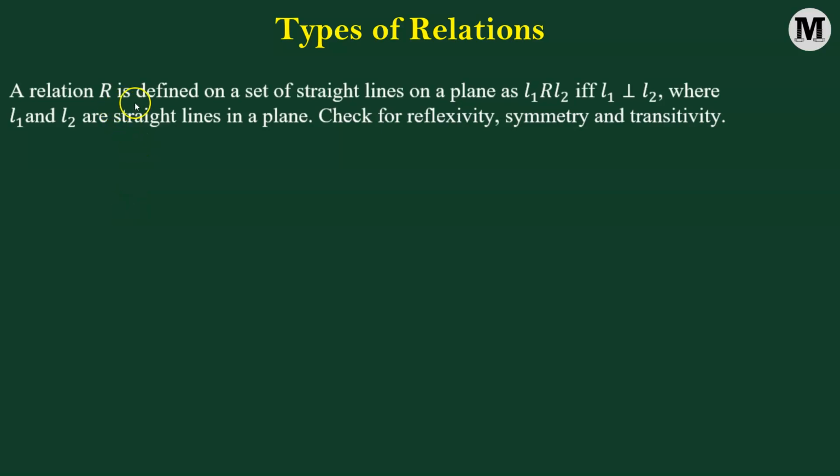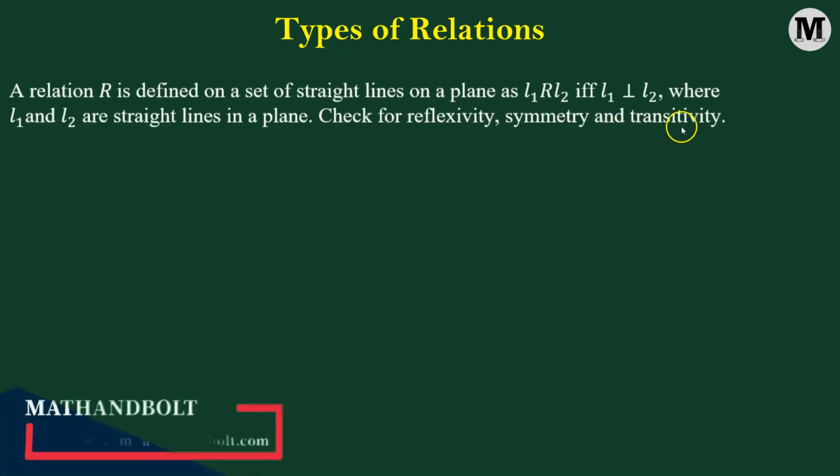A relation R is defined on a set of straight lines on a plane as L1 R L2 if and only if L1 is perpendicular to L2. And it's given here that L1 and L2 are straight lines in a plane. Now we need to check for reflexivity, symmetry, and transitivity.